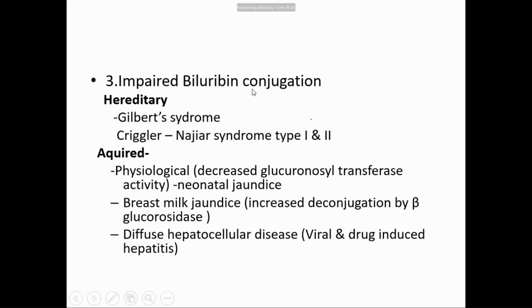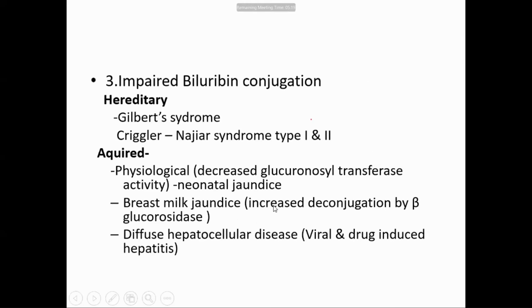Then third is impaired bilirubin conjugation. Hereditary, that is Gilbert syndrome, Crigler-Najjar syndrome, and acquired physiological, that is in neonates. When a child is born, there is jaundice. That is because the enzyme glucuronyl transferase activity is decreased, so conjugation is not taking place. So that is neonatal jaundice.